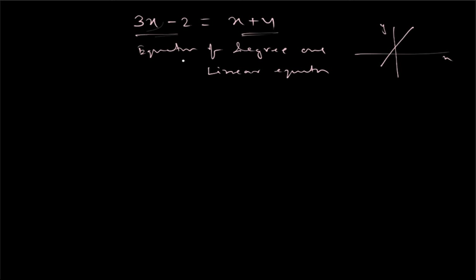So there are other equations like 3x square plus 2x is equal to 3. This is the equation of degree 2. Degree is the maximum power of x. Here the maximum power of x is 2. So it is the equation of degree 2. The earlier one is the equation of degree 1 because the maximum power is 1. Similarly, this equation is also called a quadratic equation.